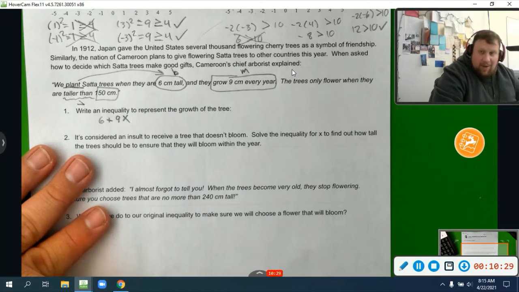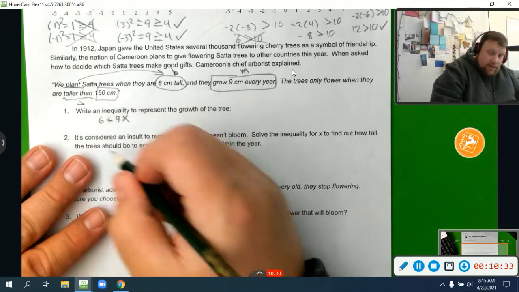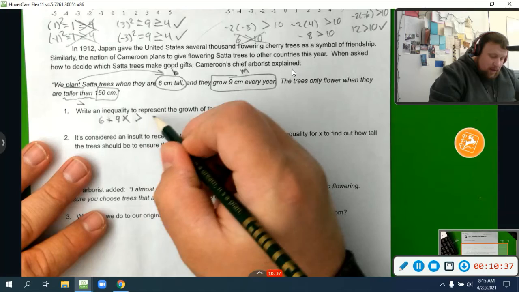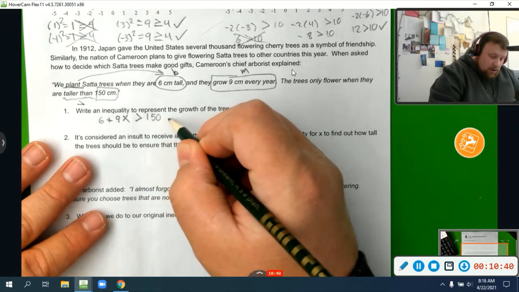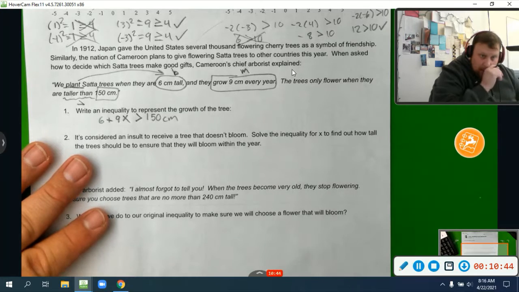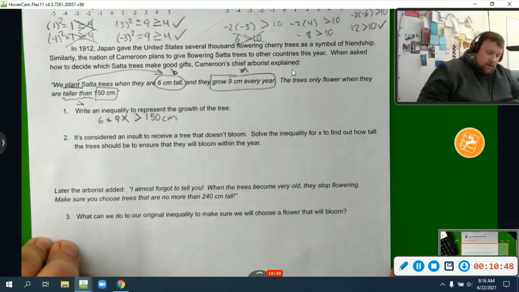And then I want to make sure that however many years later, I want it to be greater than 150 centimeters tall. Do you see how that works? Greater than 150 centimeters tall.